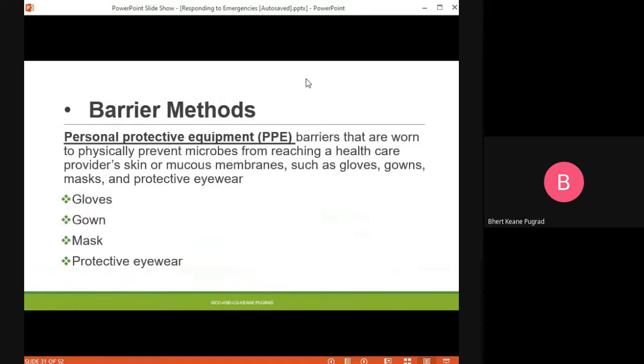Next, we have your barrier method. So, forms of your barrier method could be the use of gown, face mask, face shield, or protective eyewear.